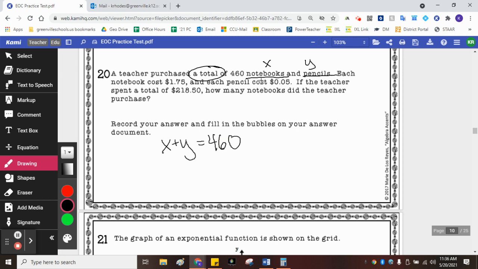She could have bought 400 notebooks and 60 pencils. Total, that's 460. She could have bought 60 notebooks and 400 pencils. I do not know. But I do know that the notebooks cost $1.75. So we said notebooks was X. So 1.75X. Pencils cost 5 cents. 0.05 pencils is Y. And the total cost is $218.50.